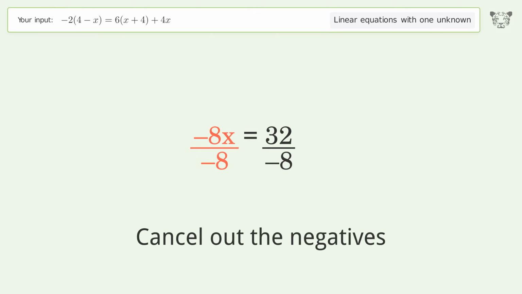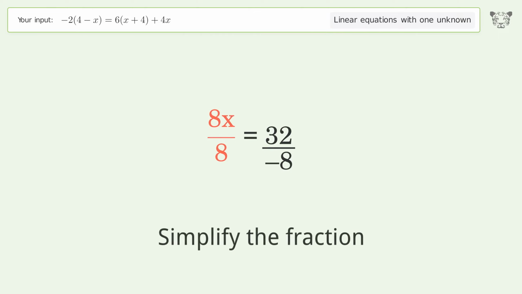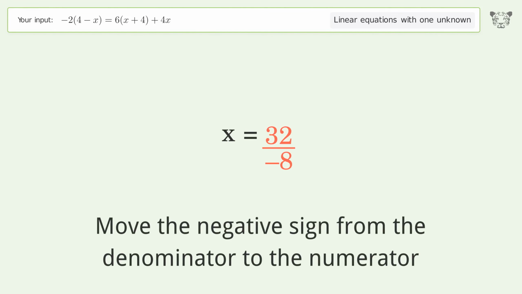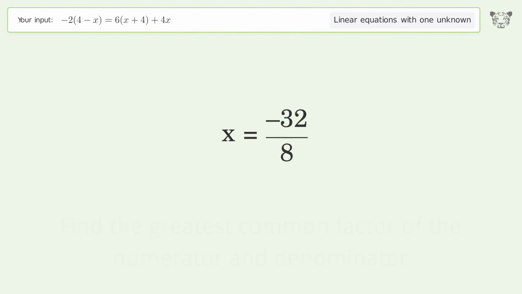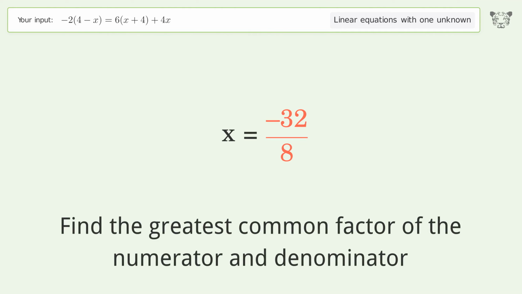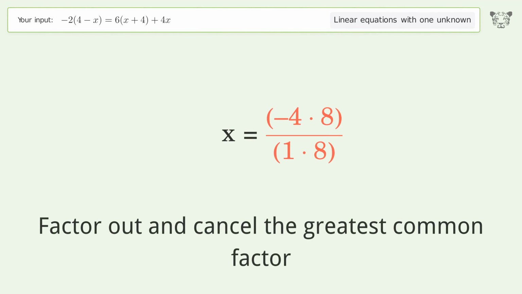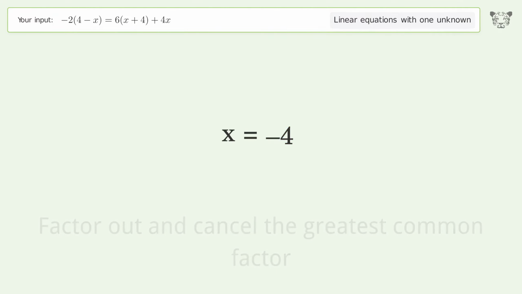Cancel out the negatives. Simplify the fraction. Move the negative sign from the denominator to the numerator. Find the greatest common factor of the numerator and denominator. Factor out and cancel the greatest common factor. And so the final result is x equals -4.